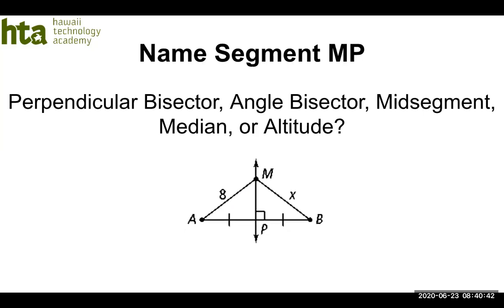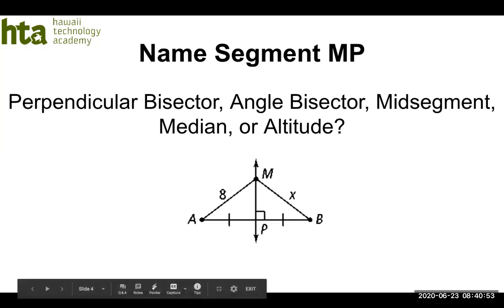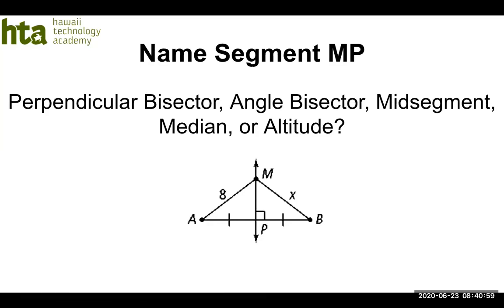Perpendicular bisector. Okay, all right, let's see here. Micah says altitude, and everyone else is saying perpendicular bisector. Micah is correct in the fact that it does form a right angle. Altitude is a segment that forms a right angle with the side of a triangle. That is not wrong. However, there is more information to this segment.